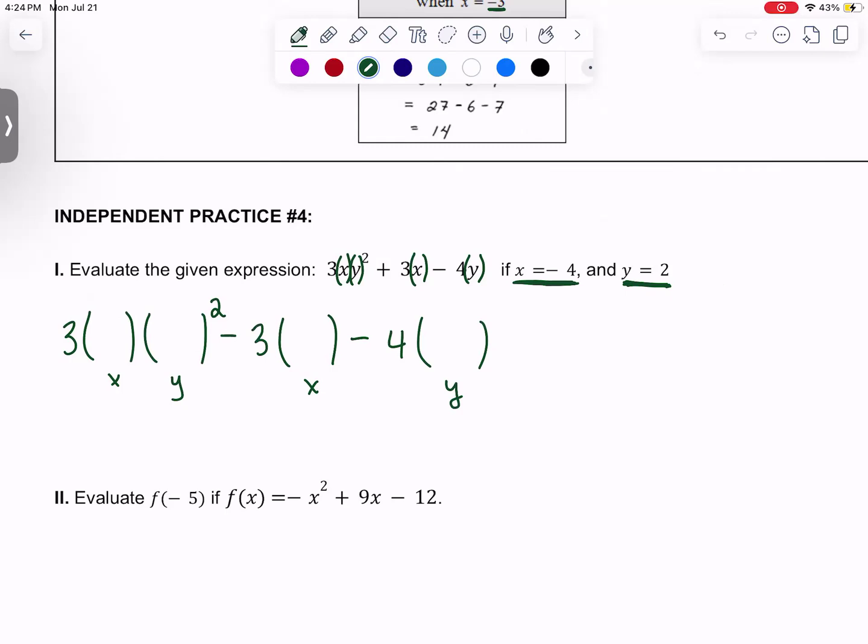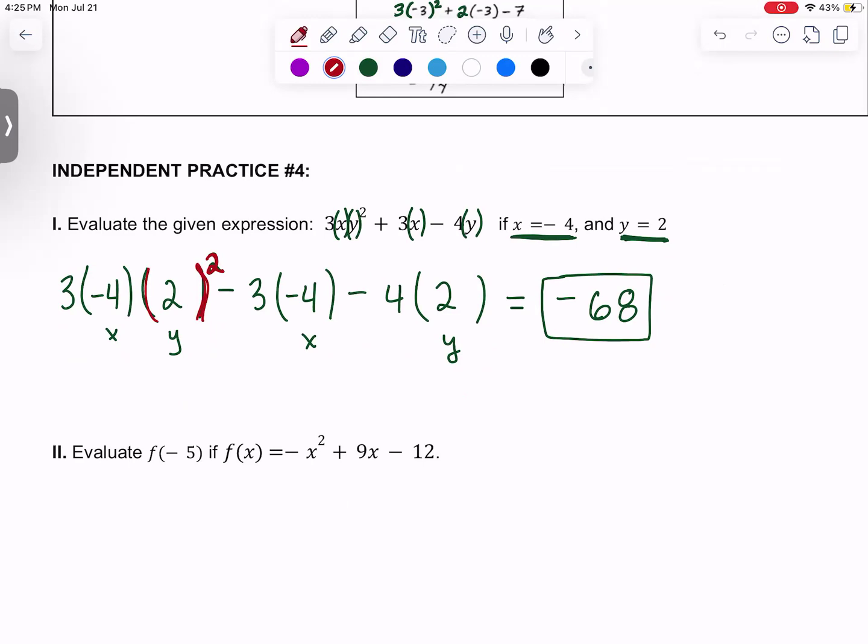We do 3, parentheses -4, parentheses 2, exponent 2, -3, parentheses -4, -4, parentheses 2. Type that all into Desmos and we should get -68. Don't forget the little exponent 2 here. Don't forget all your parentheses.